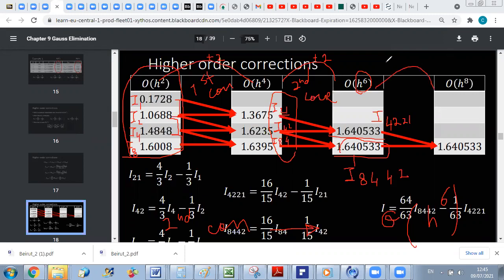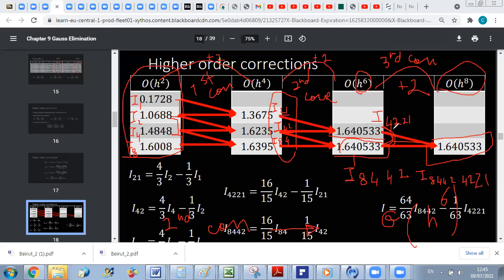Now if you do a third correction, you expect to increase your order of accuracy by 2 again, so your error is of order 8. By combining these two, I4221 and I8442, you get the following result. You can see that I cannot see any change here. When I combined I4221 and I8442, I got nearly the same result.